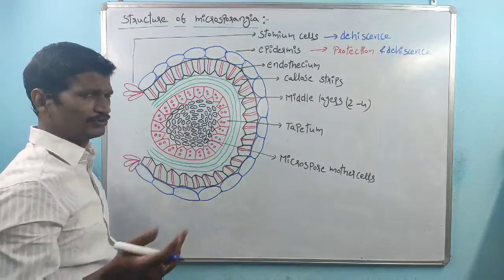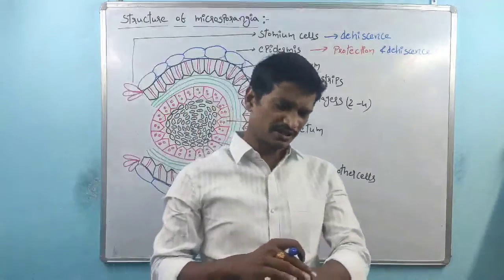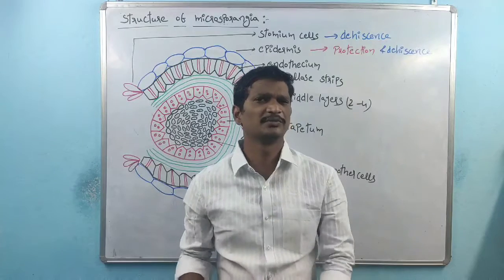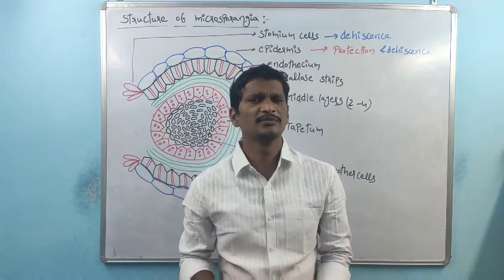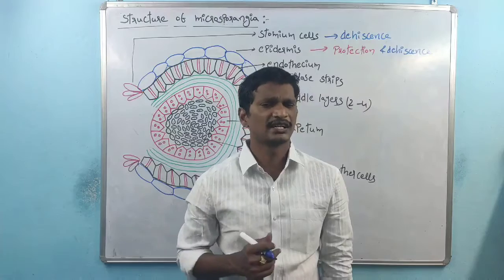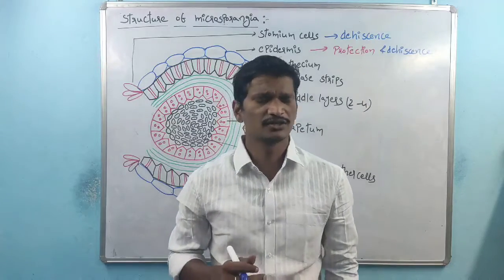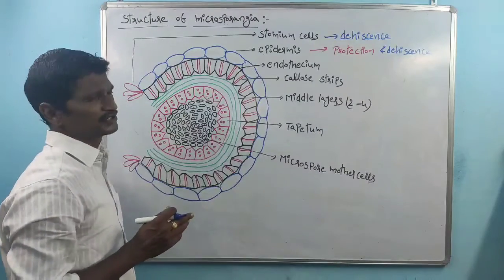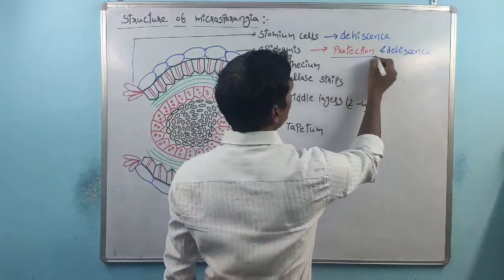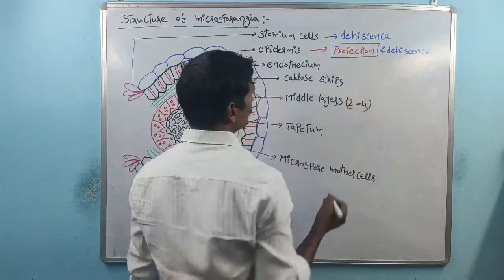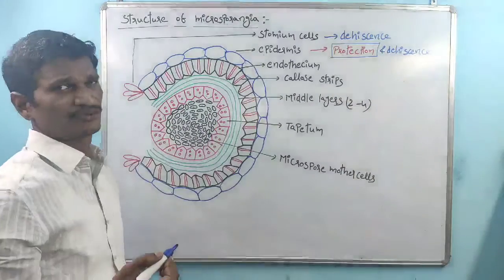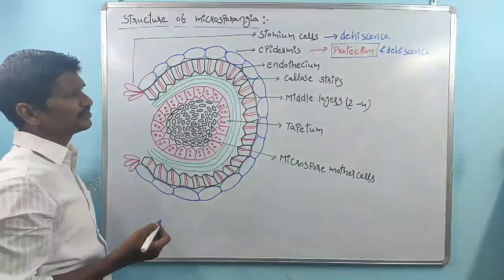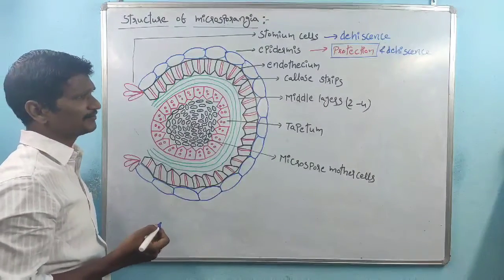Protection is like our skin, which is one of the epidermis, the outermost part. The major function of the skin is to protect the inner organs. In microsporangia also, the epidermis is involved in protection, followed by dehiscence. And inside the epidermis there is a very special tissue.